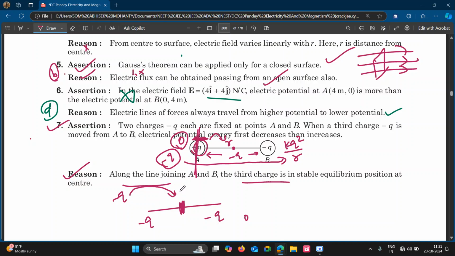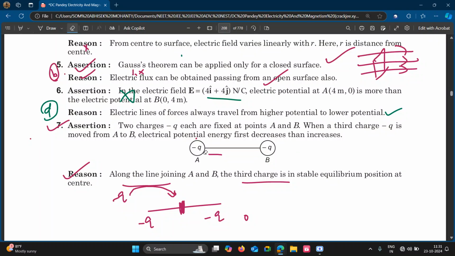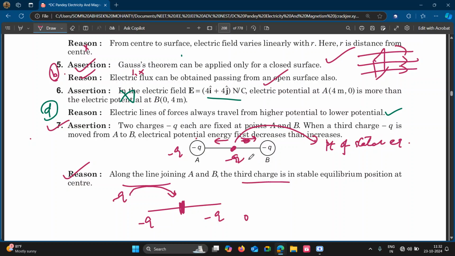So if it is going there, forget about these formulas. Let me explain. There are two charges here, minus q, and another charge coming, and this is the point where it is going to be the most stable. Because this charge will be repelling this one, and this one will be repelling this one. Negative charges repel each other, so the forces will cancel out, and the net force is zero here. That means this point is a point of stable equilibrium.